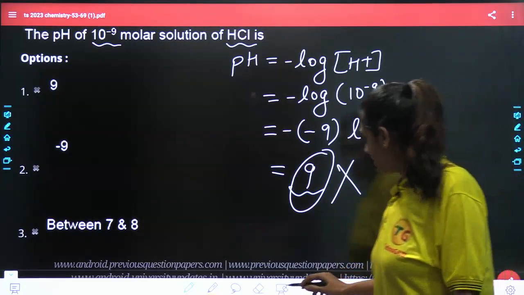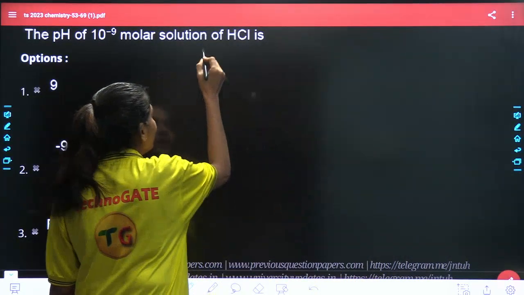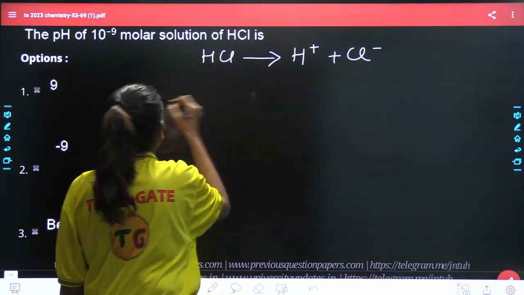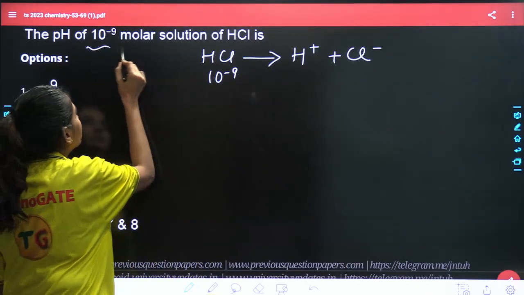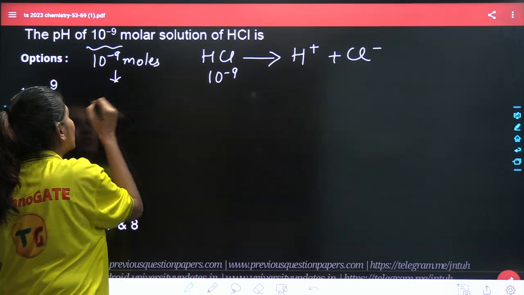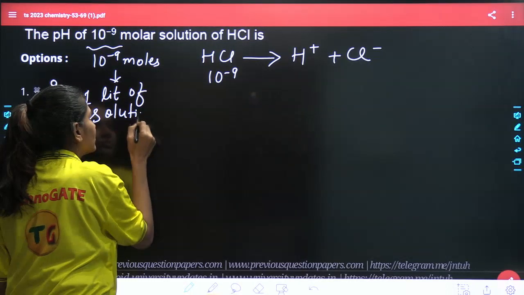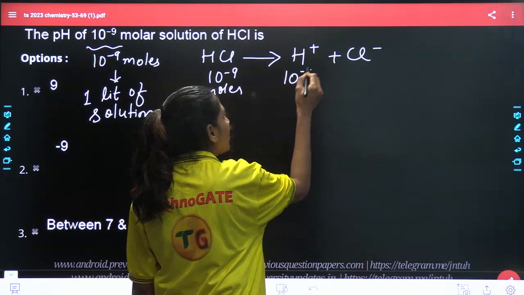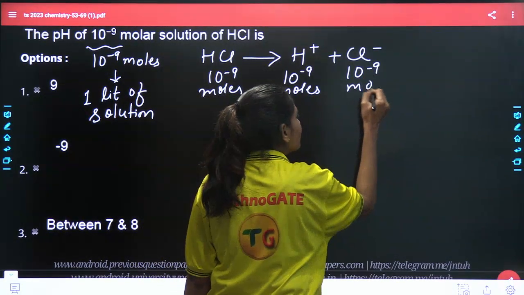Now, how would we solve it? When we are talking about HCl, it will completely dissociate, right? It's a very strong acid. So in water, it will give H plus and Cl negative ions. Now, its molarity is 10 raised to power minus 9 moles. What does it simply mean? That 10 raised to power minus 9 moles are present in 1 liter of solution, right? So 10 raised to power minus 9 moles of HCl will produce 10 raised to power minus 9 moles of H plus and 10 raised to power minus 9 moles of Cl negative.